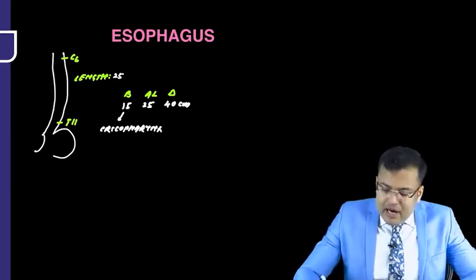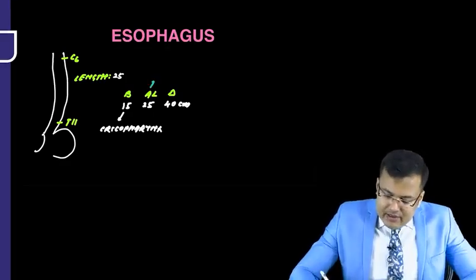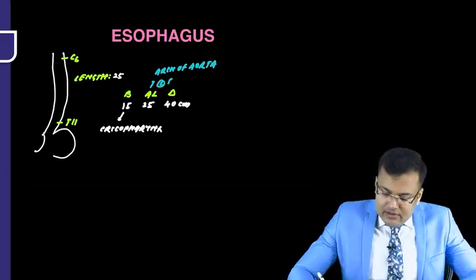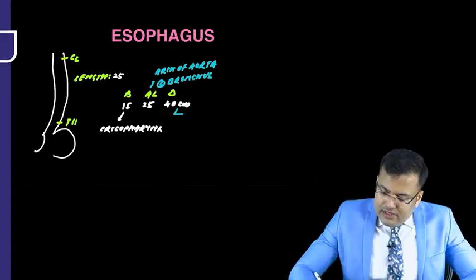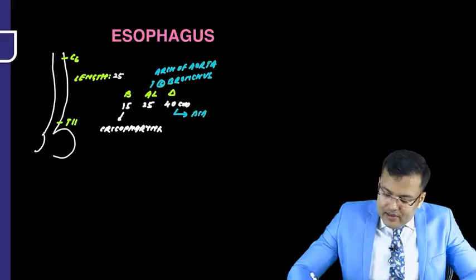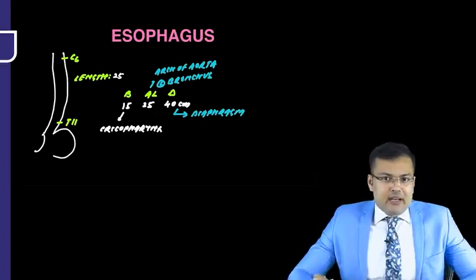A means arch of aorta and L means left bronchus. So the second narrowing is at the level of the arch of aorta, and L means left bronchus. And D, 40 centimeter from the upper incisor, that is the opening in the diaphragm. Clear?